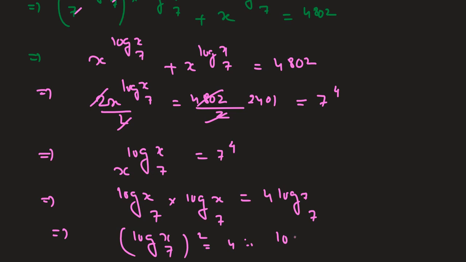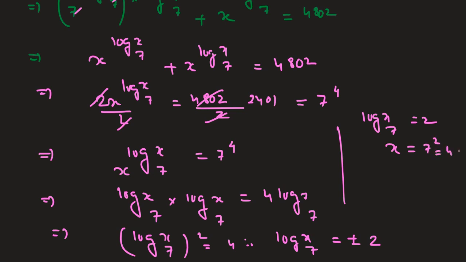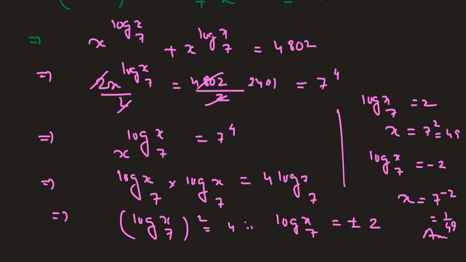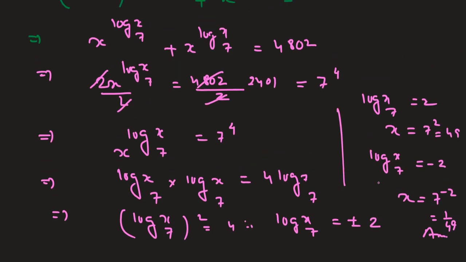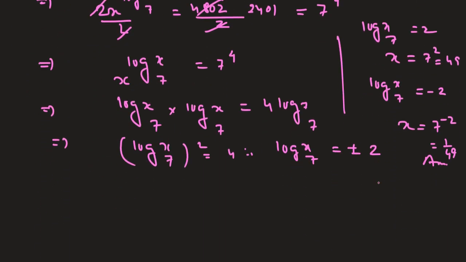So now log of x base 7 is equal to plus and minus 2. When you take the positive 2, log of x base 7 is 2, then x is equal to 7 to the power 2, that is 49. When log of x base 7 is equal to minus 2, x is equal to 7 to the power minus 2, that is 1 by 49. So these two are the answers: 49 or 1 by 49. Hope all of you understand how to solve this type of problem.